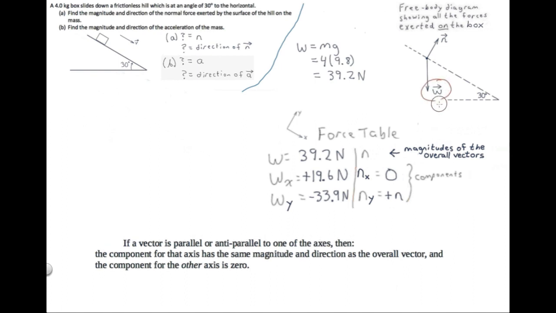What about the components of the weight force? Well, the weight force vector is neither parallel nor antiparallel to either of these axes that we've chosen. The weight force vector is at a slant to both of our chosen axes, so we cannot apply this rule. Instead, we are going to have to draw a right triangle and use the SOHCAHTOA equations in order to break the weight force into components.